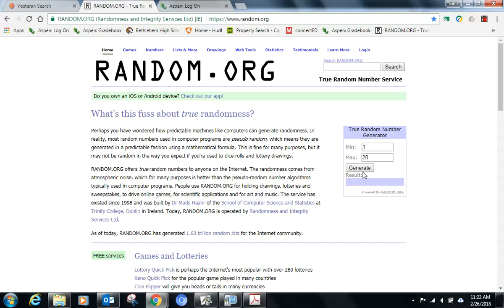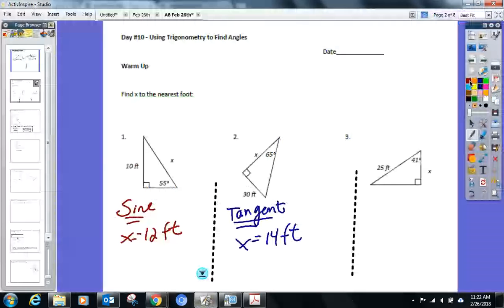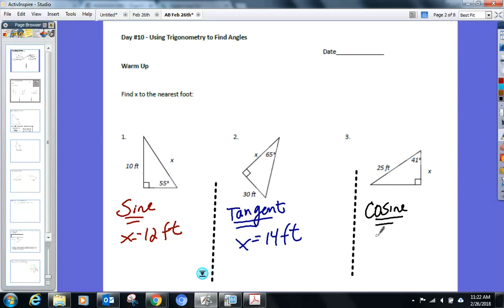And then finally, which one did we use for number 3? And yes, this was done on purpose. Cosine. I wanted you to use all 3. Yep. So cosine ratio. And what'd you end up with, Nick? What'd you have? 19. Yep. All right. All good? Feel pretty comfortable, I'm assuming.